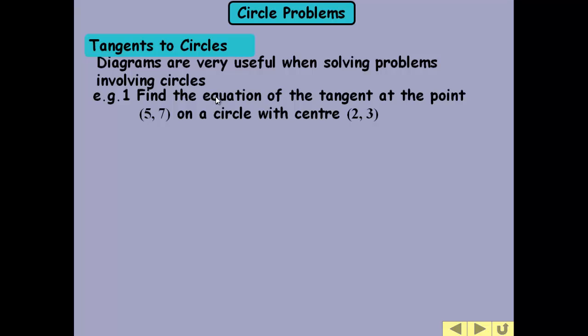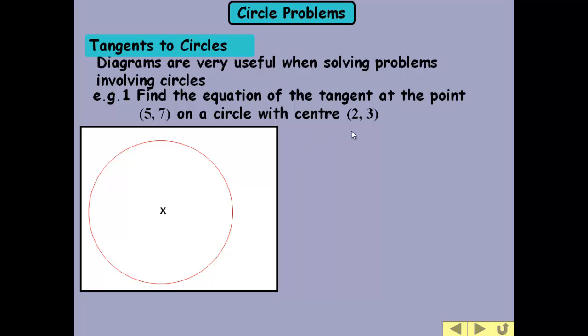I will always advise you to draw diagrams when solving circle problems. Draw it out and it tells you a lot of the information visually, makes it a lot easier to answer the questions. So we're trying to find the equation of the tangent at the point 5, 7 on a circle with centre 2, 3. So we can put that information in. 2, 3 is the centre. It's worth putting this roughly where it would be.